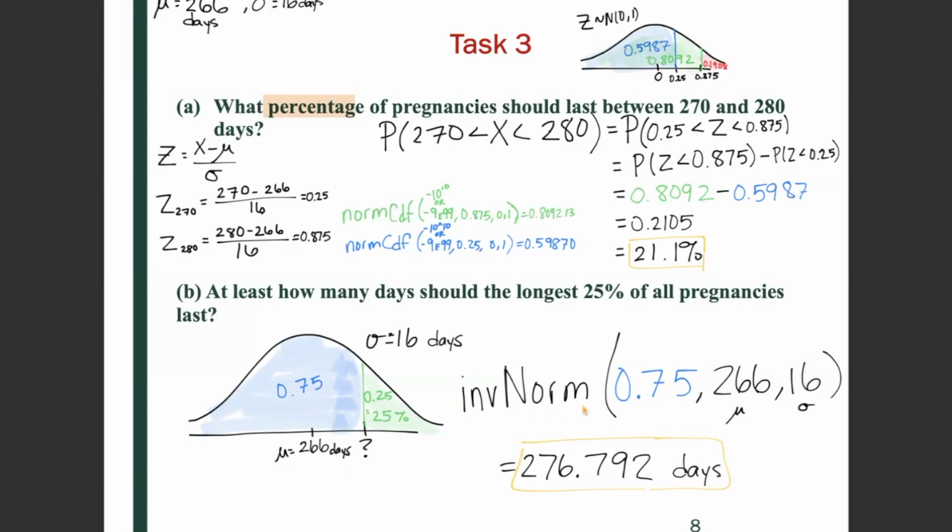So we'll use inverse norm, but because the inverse norm goes from left to right, we have to use the area under the curve from the left to the right, which would be 1 minus 0.25 or 25%, which is 0.75. So here what we enter in this inverse norm function is 0.75. And then we have the mean 266 and then standard deviation 16. So that gives us this value here, which is 276.792 days.